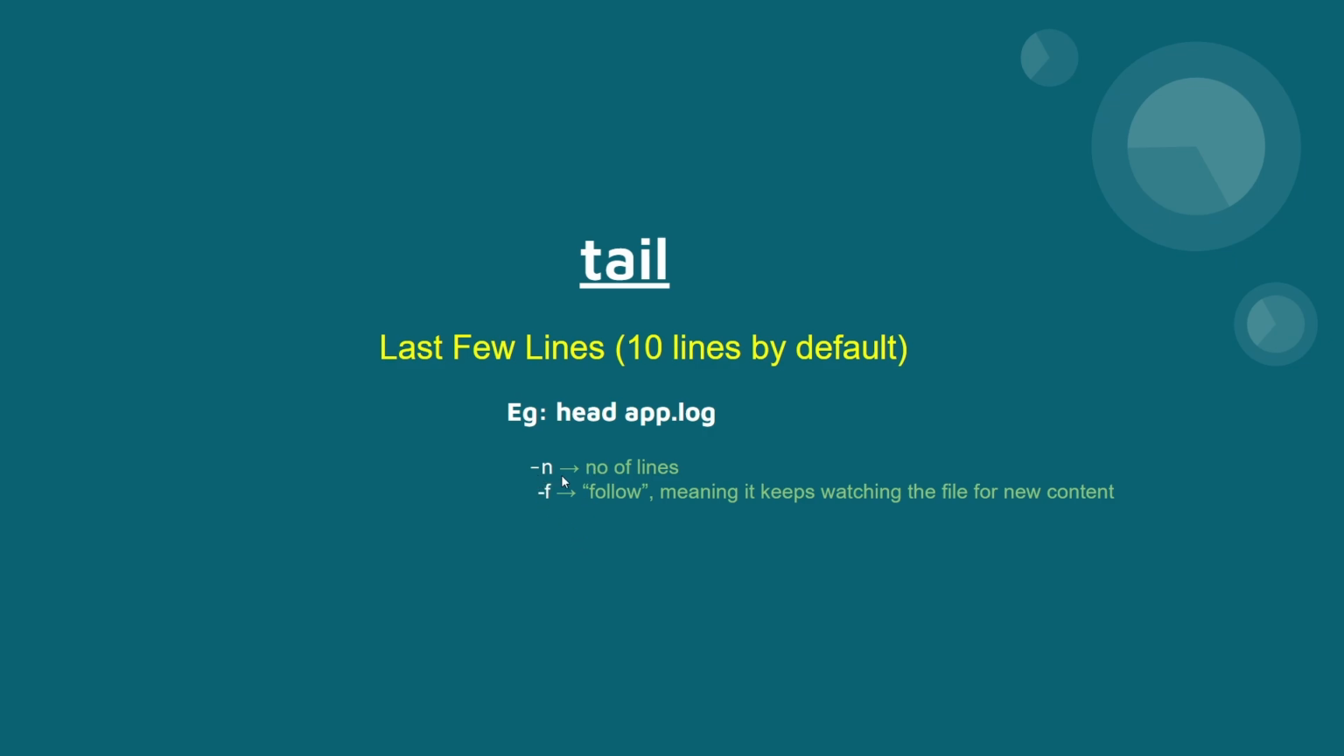First one is -n, that is to see the number of lines, and then the -f. This is to follow. What is it? I will show you, friend. First, let's see the tail command first.